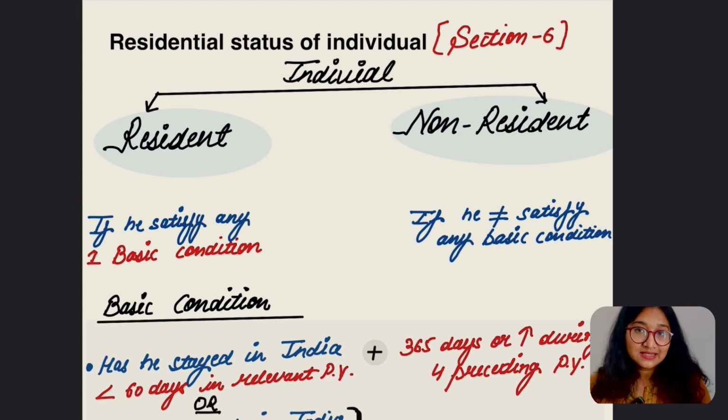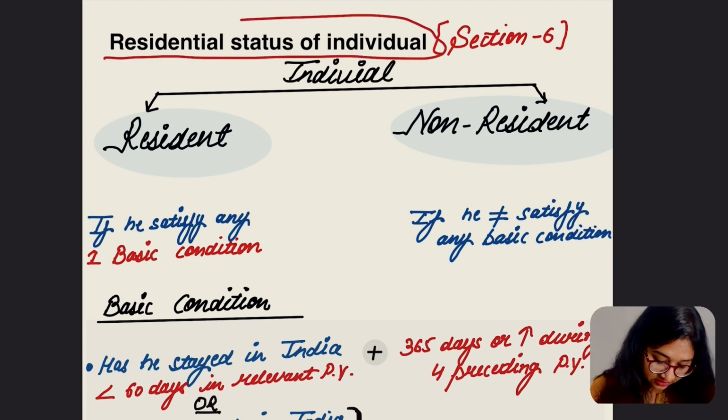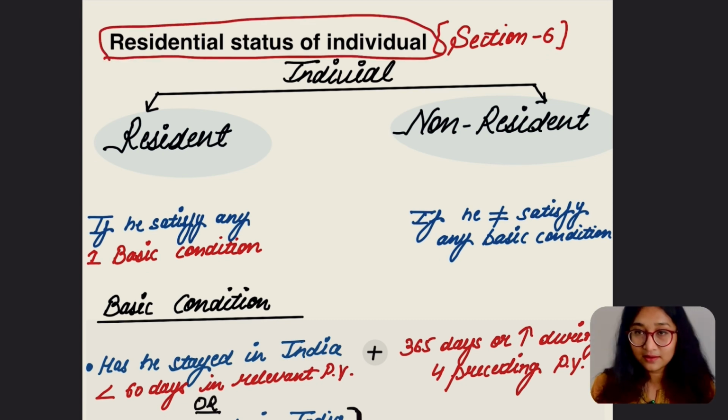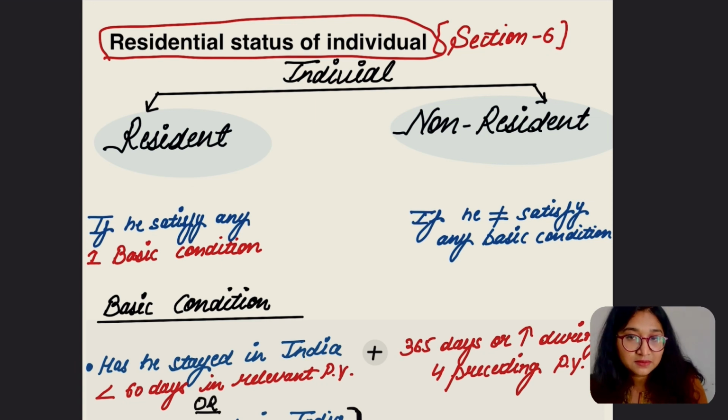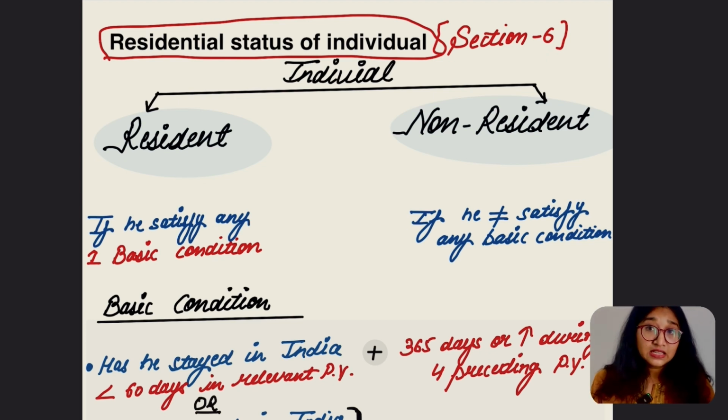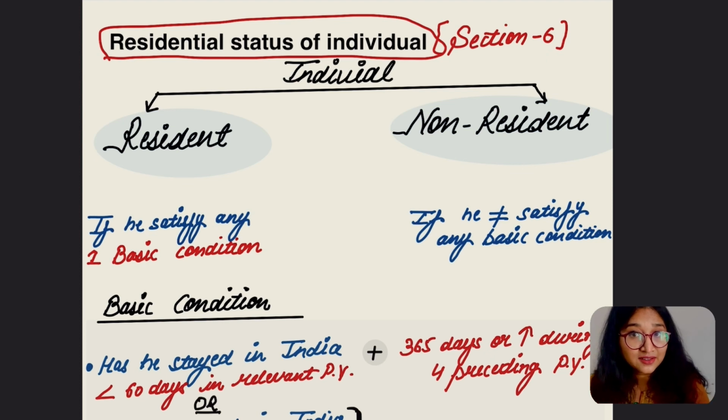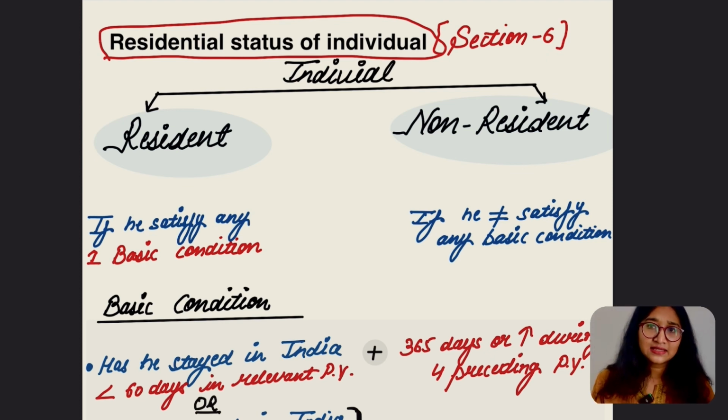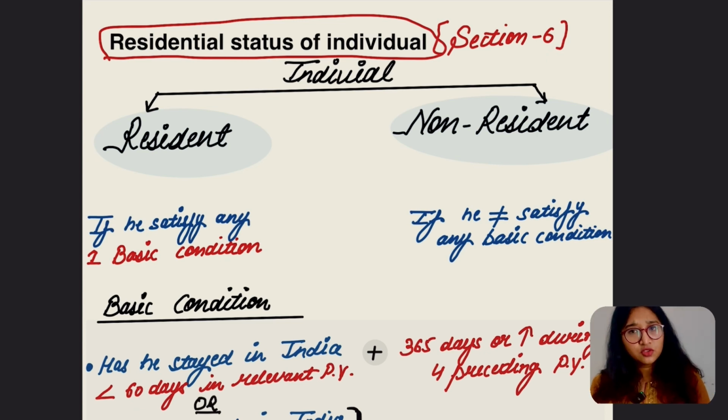So under section 6, residential status of an individual is determined. First of all, we have to determine whether the individual is resident or non-resident. But why so? Because the income, globally, which is earned by a resident of India, is taxable in which country? In the resident country and in the source country. Do you remember? It would be taxable twice. But what about the non-resident?